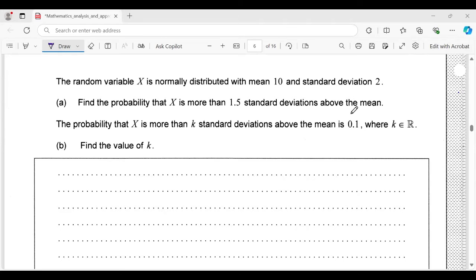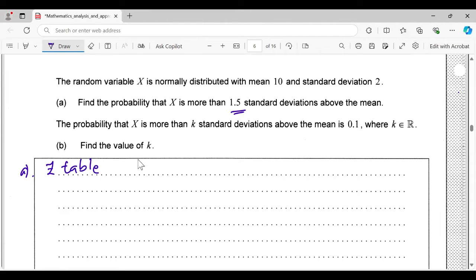Okay. So I'm going to use a Z table to find 1.5. In the Z table, 1.5 is 0.9332.